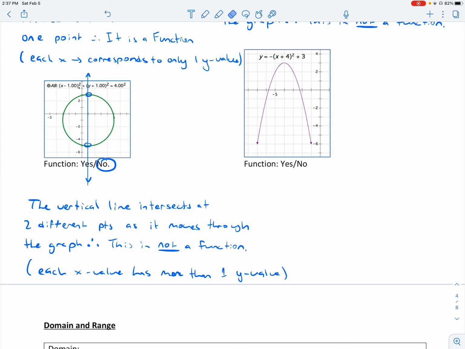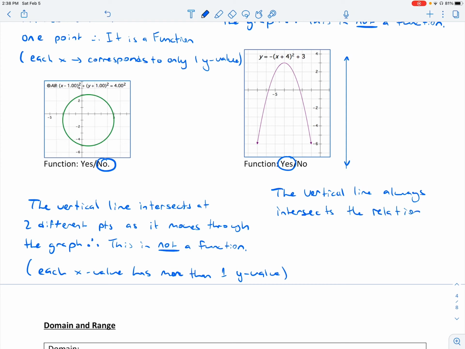Okay, and our last one here. Let's just grab this one more time. We have a parabola that's opening down, and it looks like it's always just intersecting at one point. So we can say, yes, this is a function. So the vertical line always intersects only once. Therefore, it is a function.